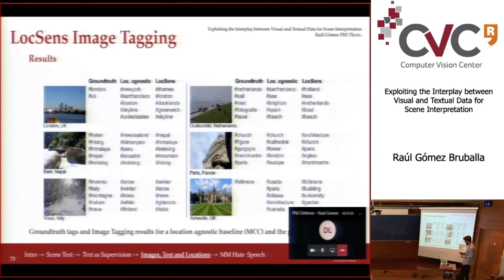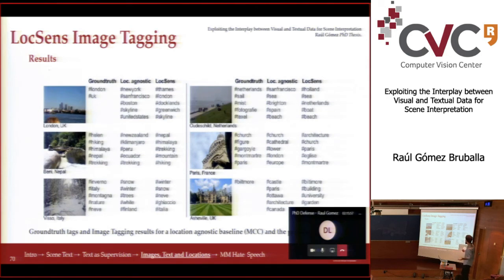Those are tagging results. And in here we see that the model generally analyzes visual and location information to predict tags. So for instance, in here we have this image, which we know is in London. And while a location agnostic model is predicting New York, San Francisco, Skyline as tags, the LocSens model is predicting Thames, London, Docklands, Skyline, right? So it's jointly interpreting both modalities to predict better contextualized tags.